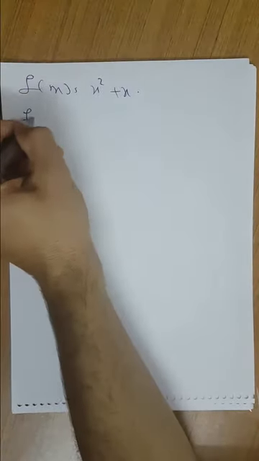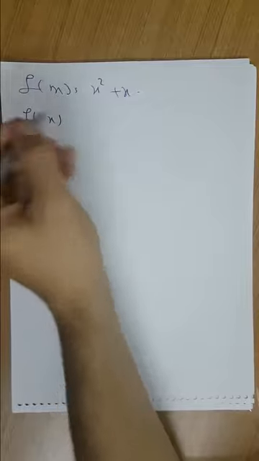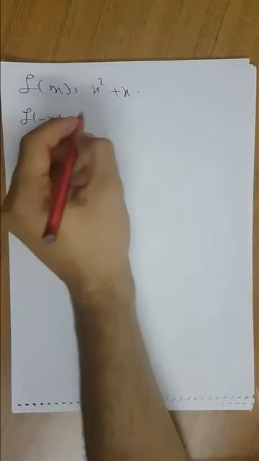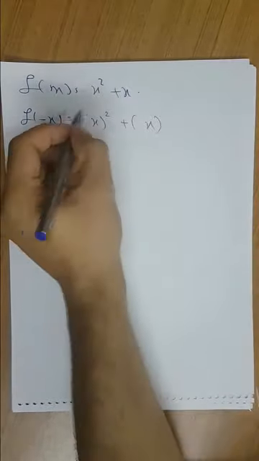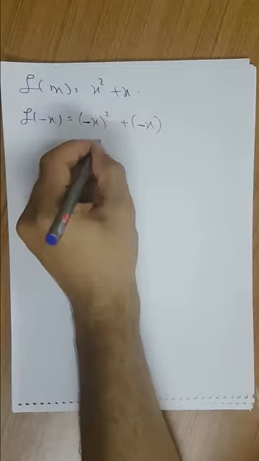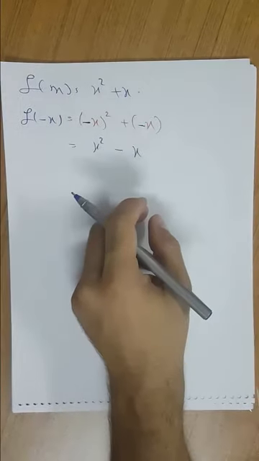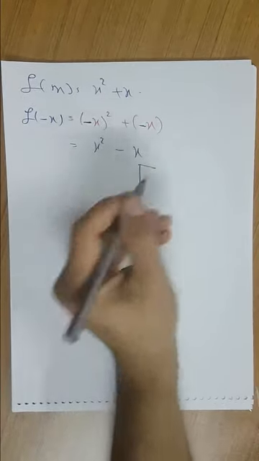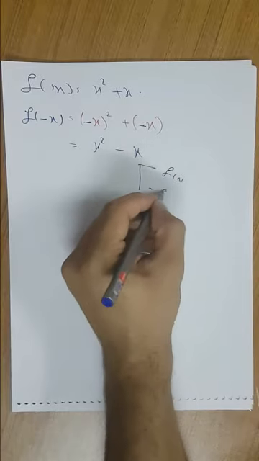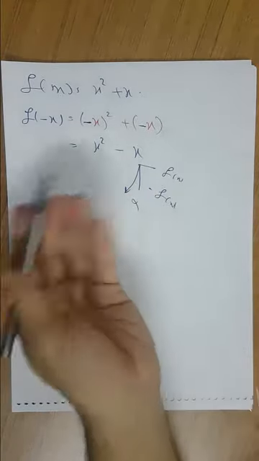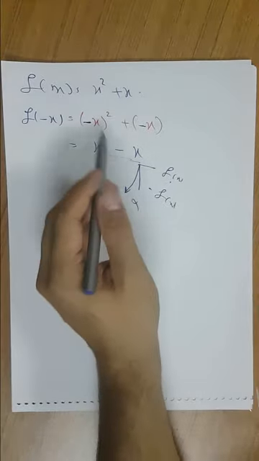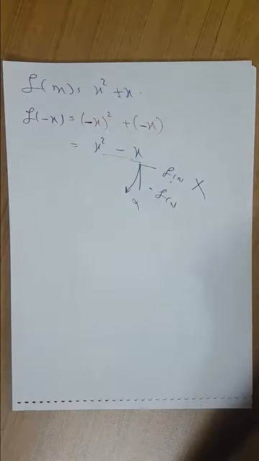Now how about this function? f of x is equal to x squared plus x. In all the cases, you should give them negative. So in that case I will get x squared, and in that case I will get negative x. I'm asking myself, is this equal to my original one, or the negative one, or none of them? Is this your function? No. So it's not odd, not even.